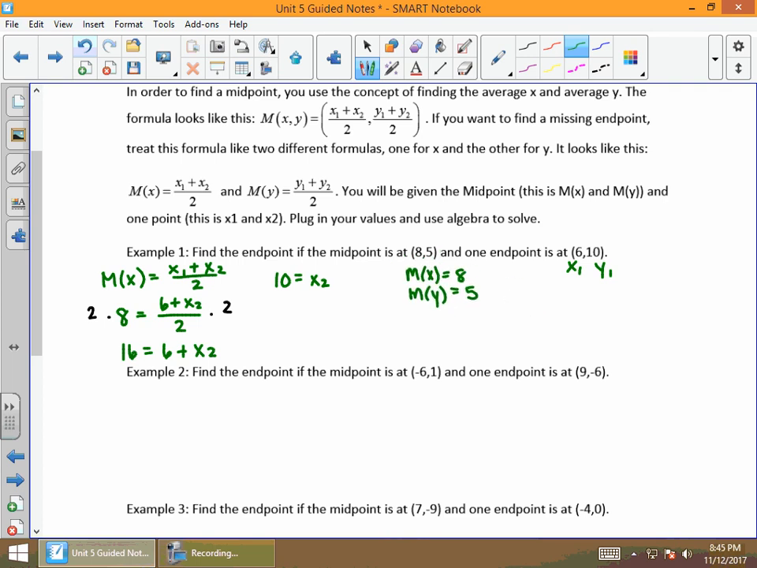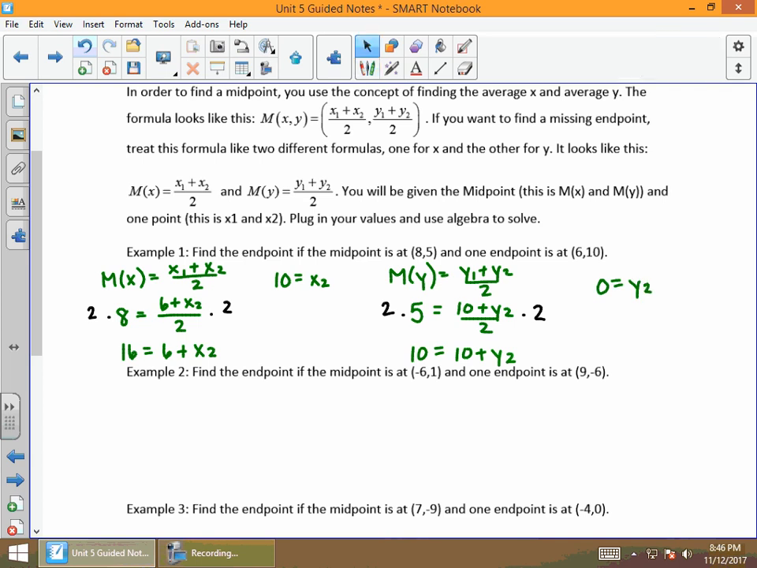All right, well that takes care of the midpoint for x being 8. So the midpoint for y is 5. So the midpoint for y is y1 plus y2 divided by 2. And we know that the midpoint for y is 5, equals y1, which is 10, plus y2 over 2. And again, first thing I want to get rid of is the divide by 2 by multiplying both sides by 2. 5 times 2 is 10, equals 10 plus y2. Subtract 10 on both sides. 10 minus 10 is 0, which is equal to y2.